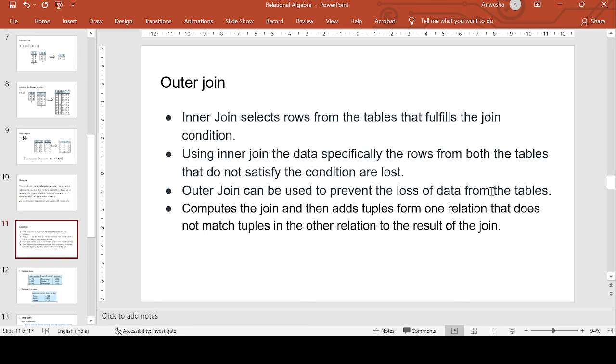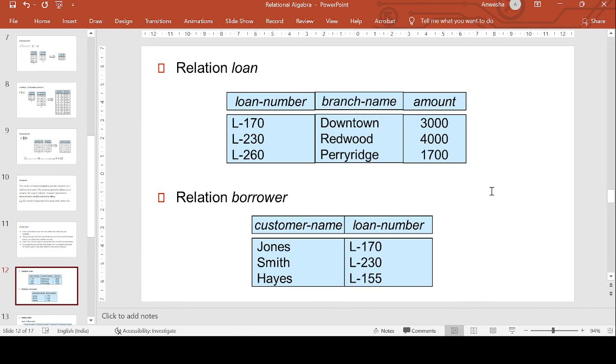So in inner join, what happens? The rows from both the tables that do not satisfy the condition are lost. But to prevent data loss, this outer join is performed. Outer join computes the join and then adds tuples from one relation that do not match tuples in the other relation to the result of the join. So it can contain null values.